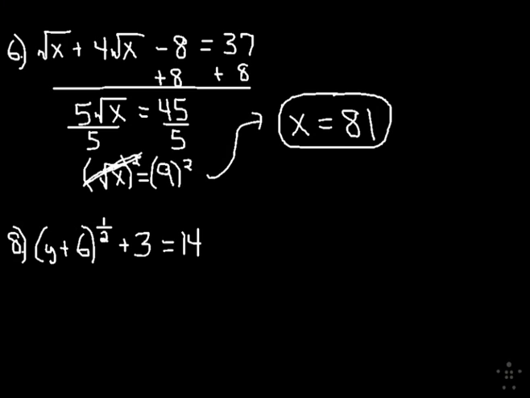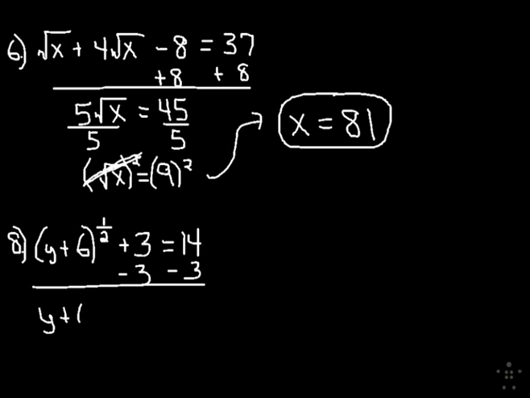The next problem, number 8, instead of having a radical, has an exponent. But remember, exponents really are just radicals written in a different way. So this is really saying the square root of y plus 6, plus 3 is equal to 14. So the first thing I want to do is subtract 3 from both sides.